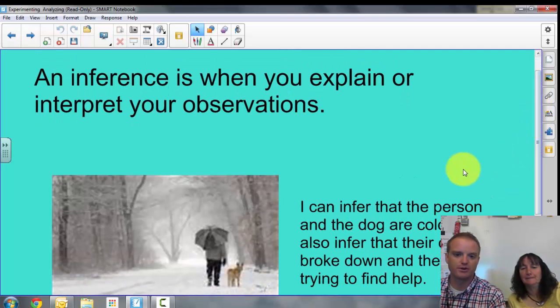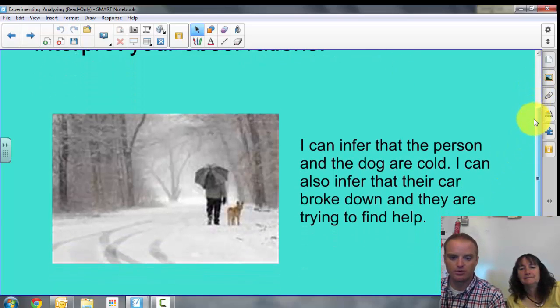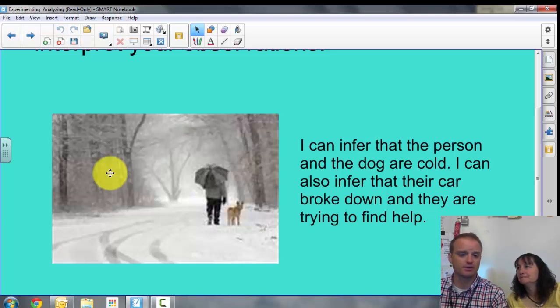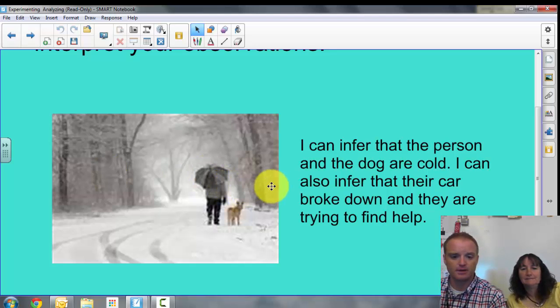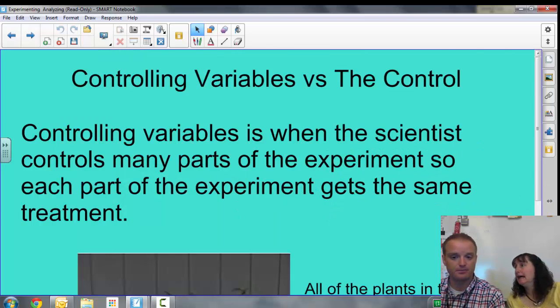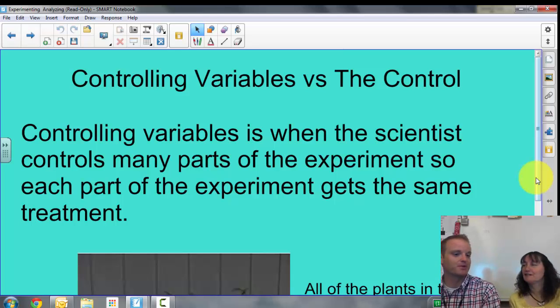An inference is when you explain or interpret your observations. So you're explaining what you saw. What we can infer is that it's cold out. We see snow and no leaves on the trees. Think about around here in the wintertime. And maybe we can infer that the car broke down. We see the tire tracks, and now they're walking and trying to find help. I'm trying to explain what I've seen. That may not be what happened, but based on the information we have, you make that inference.